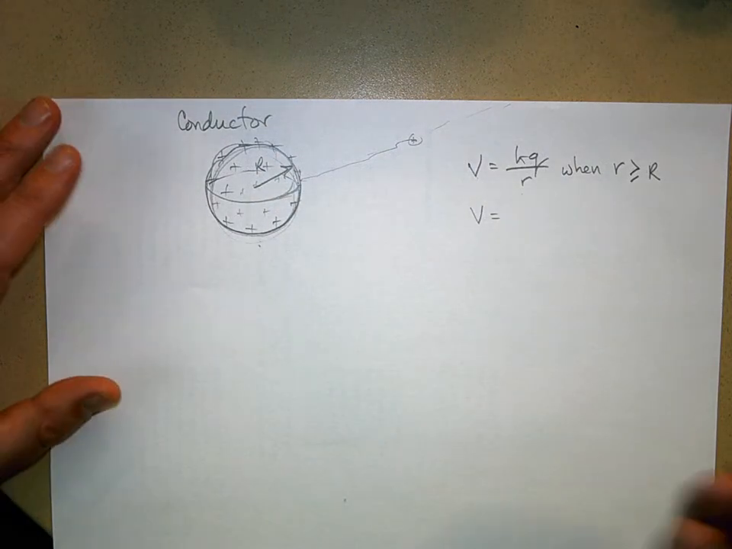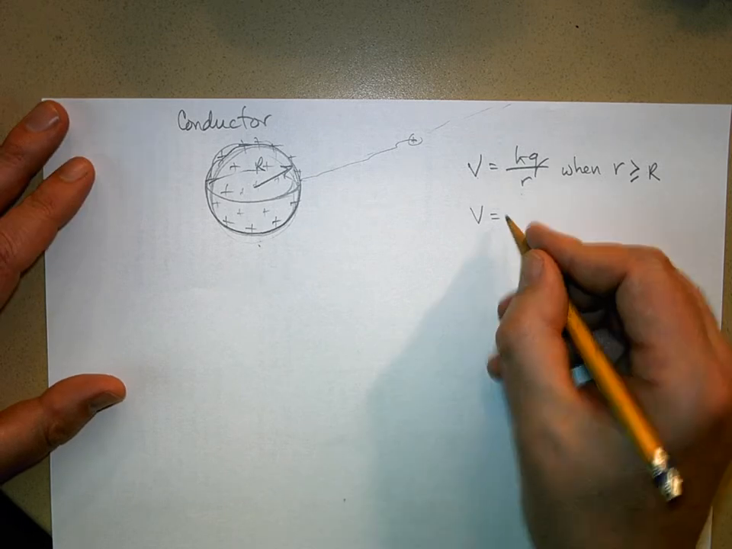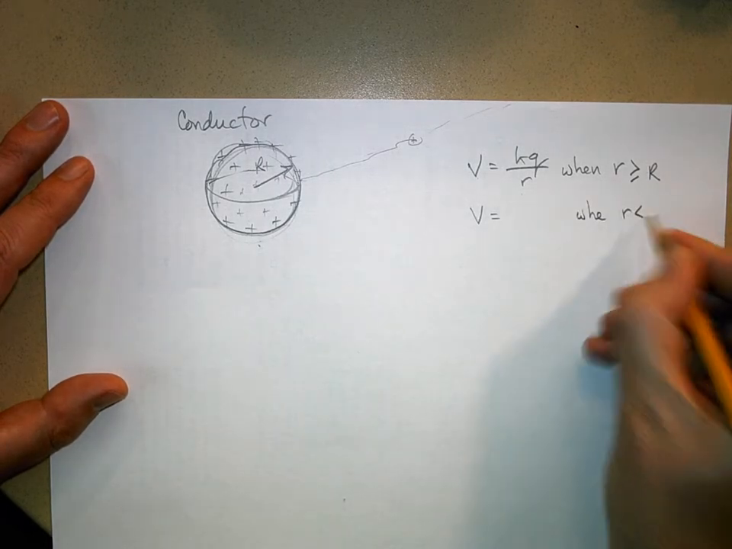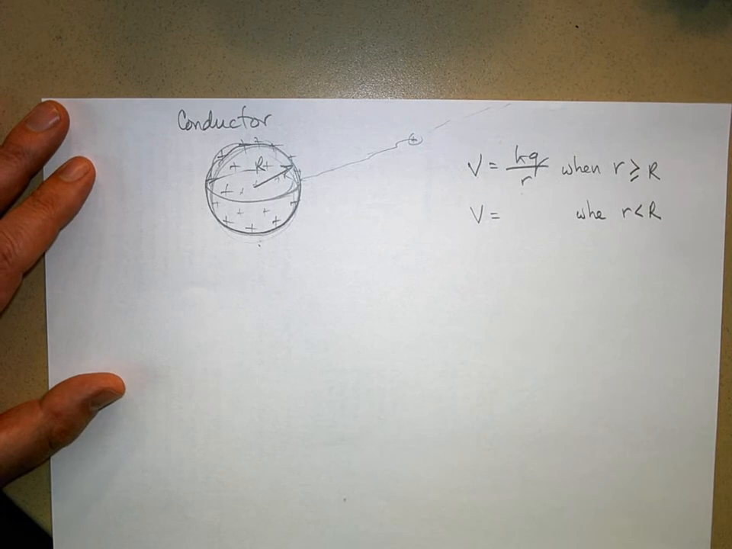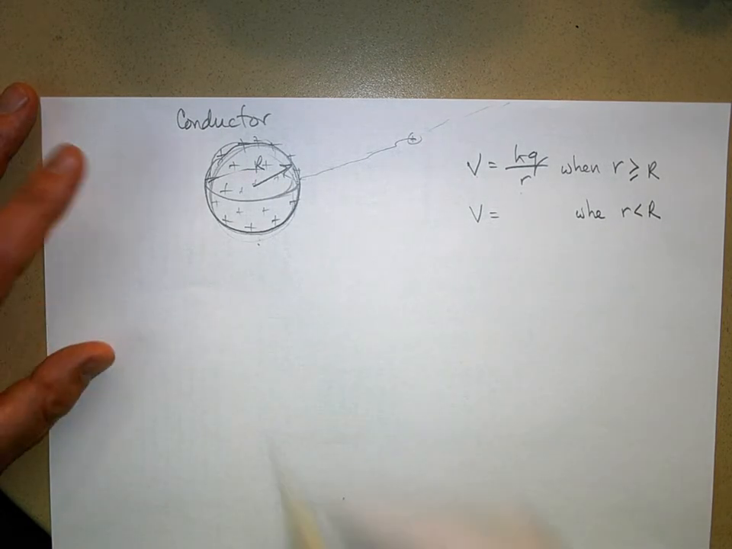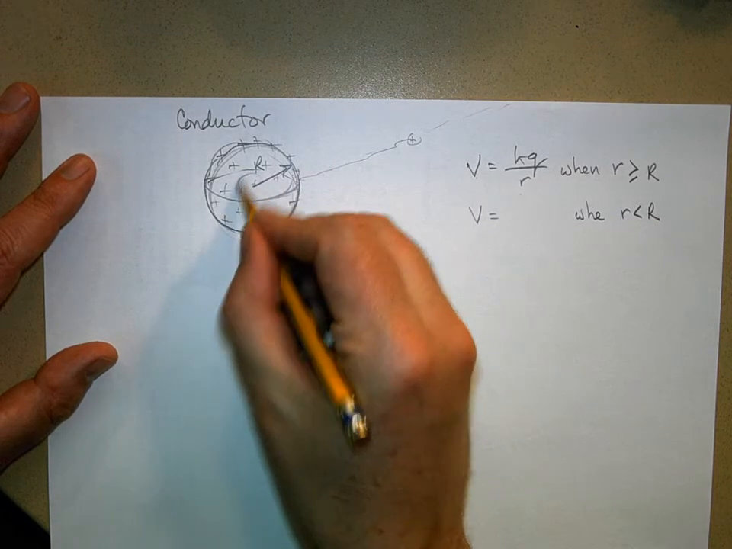But what is V equal to when r is less than the radius of the sphere? When your distance away from the center is less than the radius of the sphere. Like right in here. You see, you're right there.